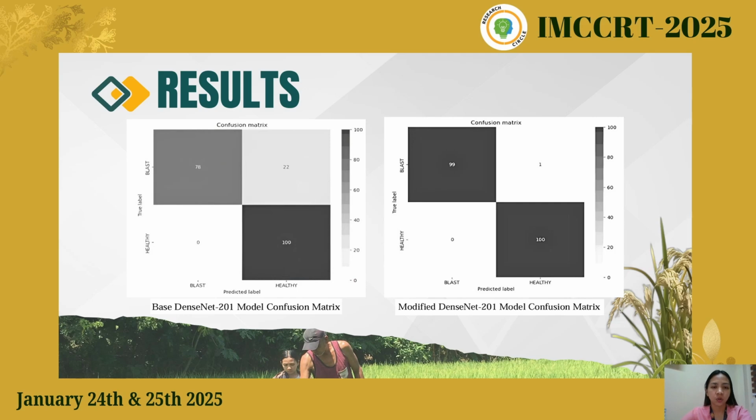In contrast, the modified DenseNet-201 model shows marked improvement, correctly classifying almost all instances across all categories. It achieved perfect classification for healthy plants with no errors and performed nearly flawlessly in identifying rice blast with only one misclassification. These results suggest that the modifications made to the DenseNet-201 model have significantly improved its accuracy and reliability, resulting in a model that generalizes more effectively across all classes and makes far fewer errors compared to the baseline model.